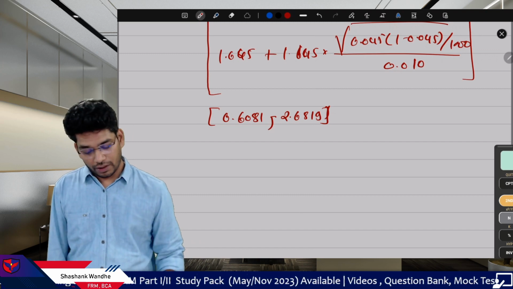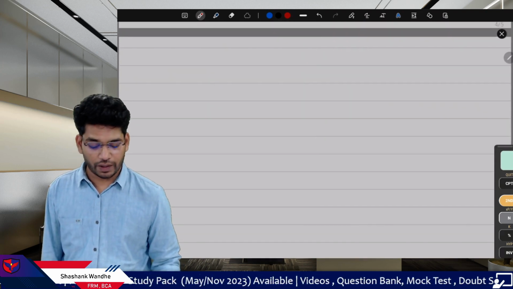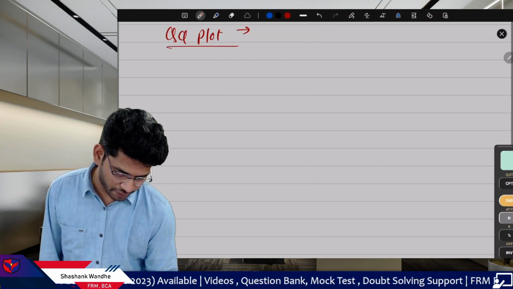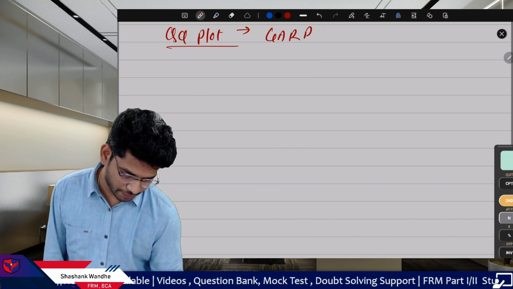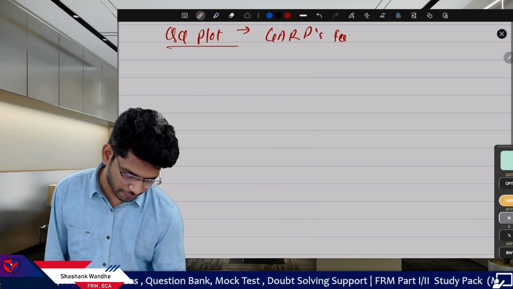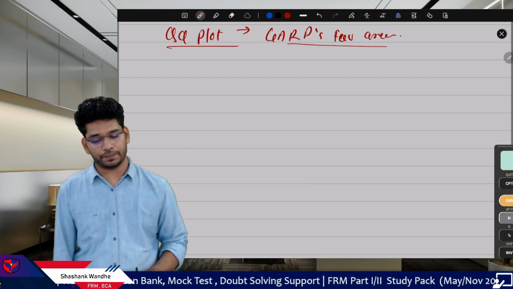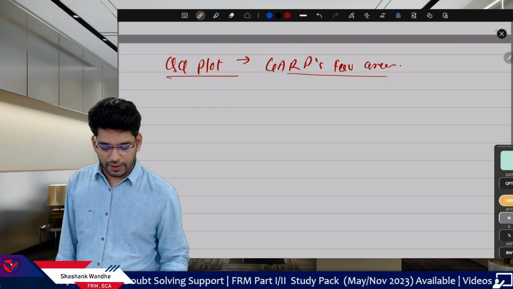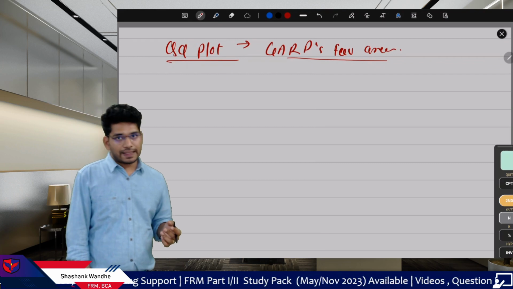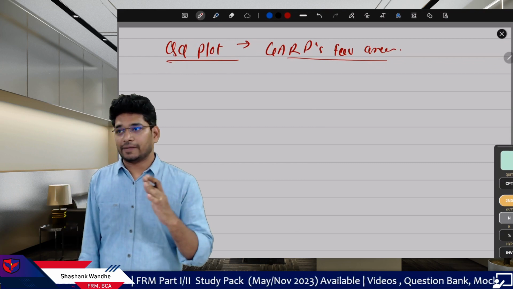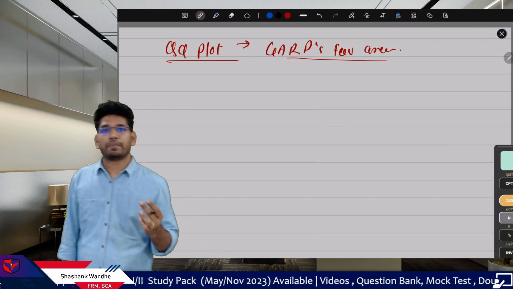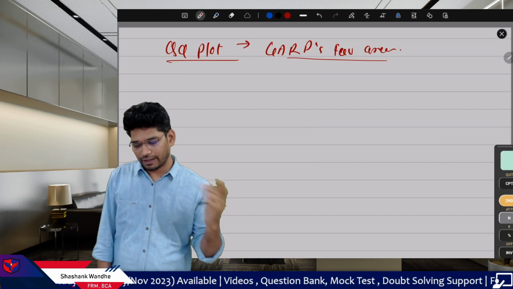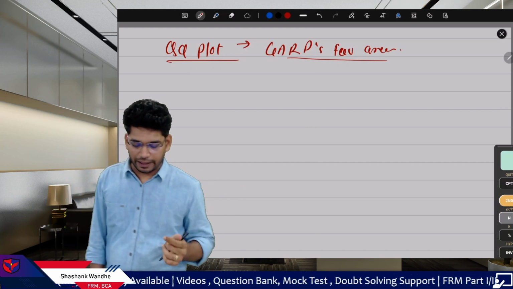Fine. Now the last part, and again this particular part is very important. This is the QQ plot, GARP's favorite area apart from value at risk. GARP's favorite area. Okay, now understand first the requirement of value at risk. So why do we need value at risk? In value at risk, our main purpose is to calculate our risk, the maximum possible loss at the given confidence level and everything. Okay, so you know what the statement there is.